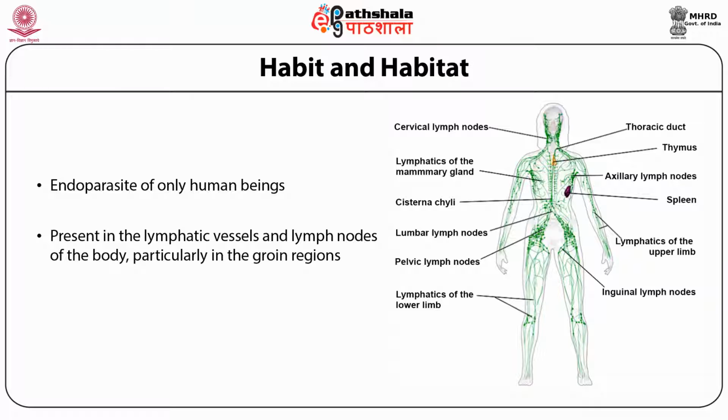As you can see in the figure, there are many lymph nodes present in the body, and lymphatic channels are distributed throughout the body. However, it is present particularly in the groin regions where it causes the disease filariasis, but it may be found in other lymph nodes and lymphatic vessels of the body. Now the question arises, how and where do these parasites multiply?